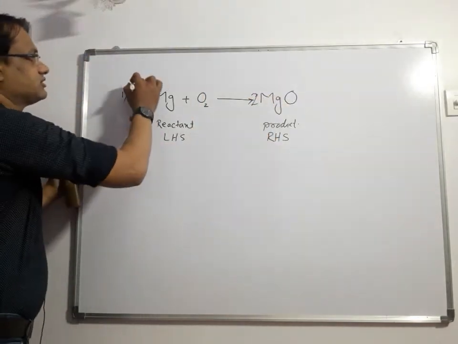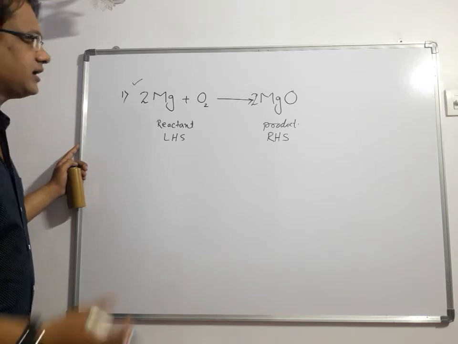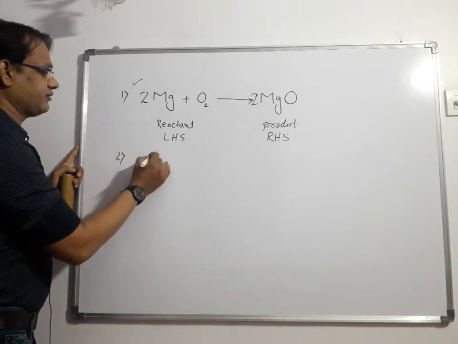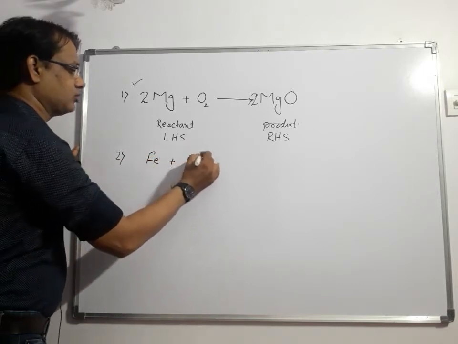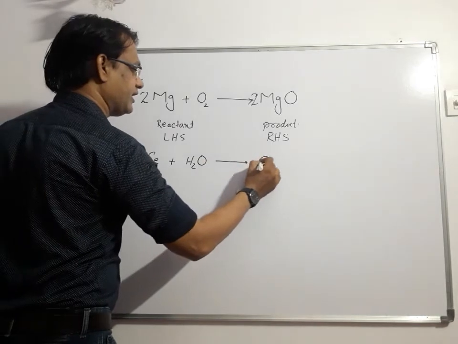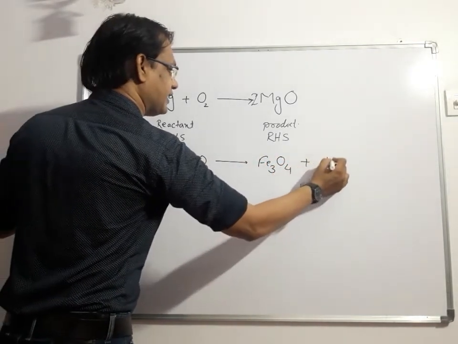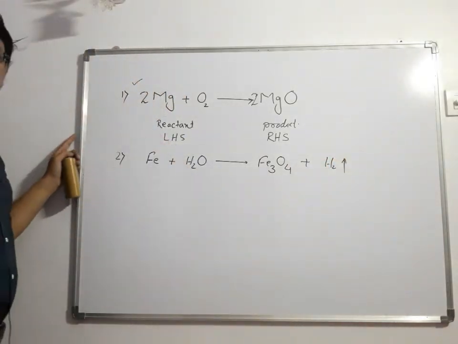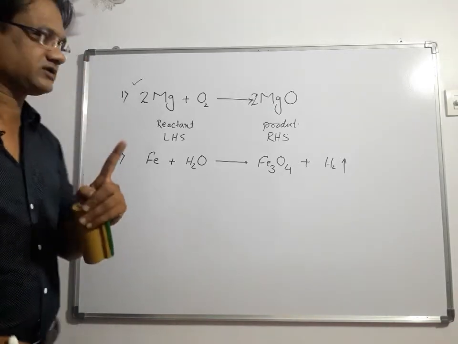So now this equation becomes balanced. Okay. The next example we will see is the reaction between iron and water to form Fe3O4 and hydrogen gas. We have to balance this equation. So remember the first point. What is the first point?